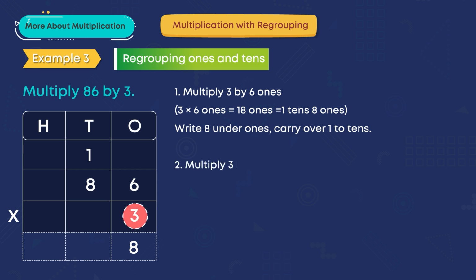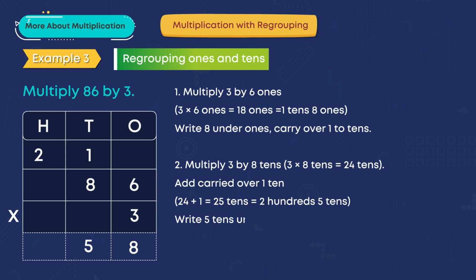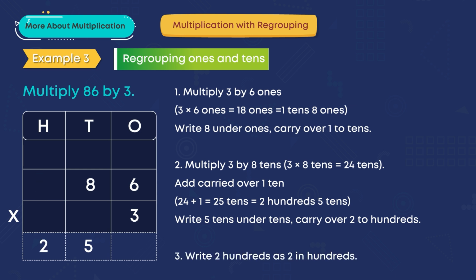Multiply 3 by 8 tens. 3 times 8 tens is equal to 24 tens. Add carried over 1 ten. 24 plus 1 equals 25 tens is equal to 2 hundreds 5 tens. Write 5 tens under tens. Carry over to hundreds. Write 200s as 2 in hundreds.